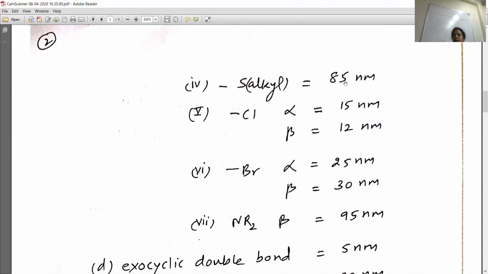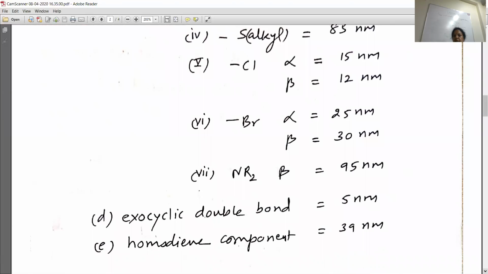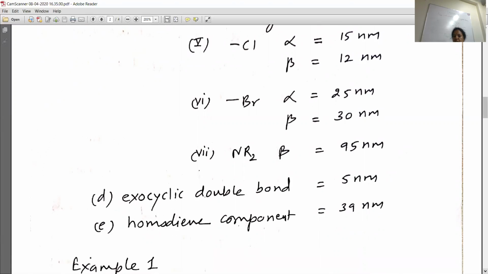S-alkyl group 85 nanometer. Halogen chloride, alpha position 15, beta position 12 nanometer. Bromide, alpha position 25, beta 30. NR2, beta 95 nanometer. Exocyclic double bond 5 nanometer, homodiene component 39 nanometer.